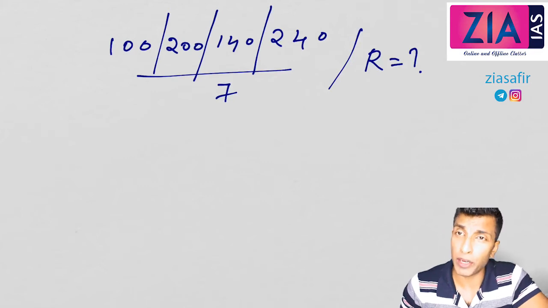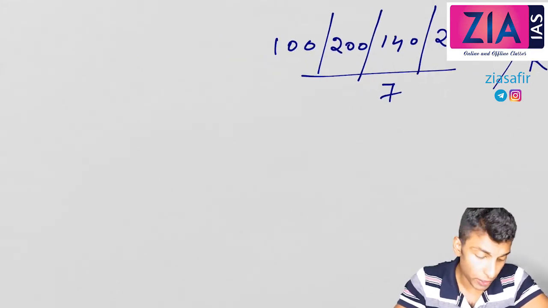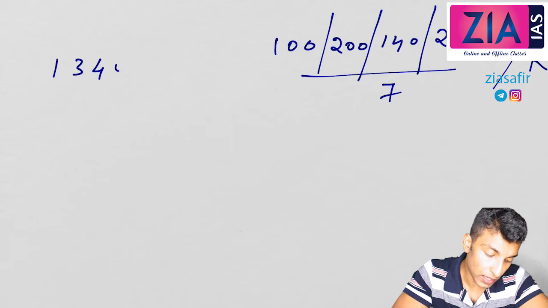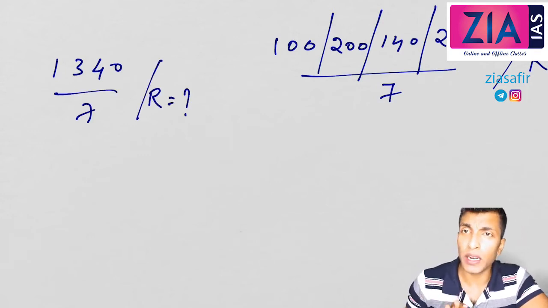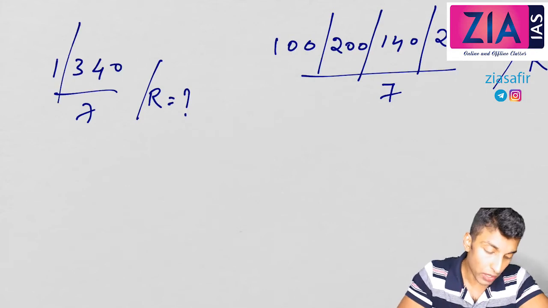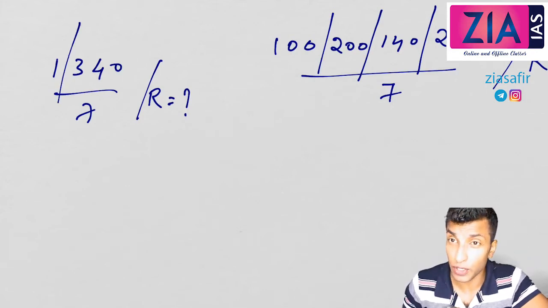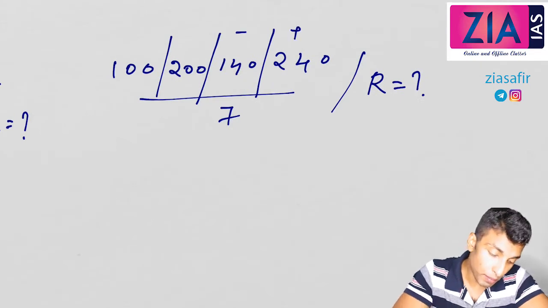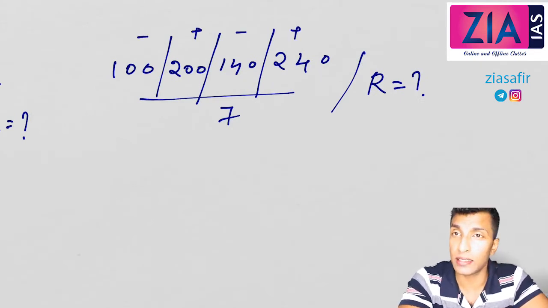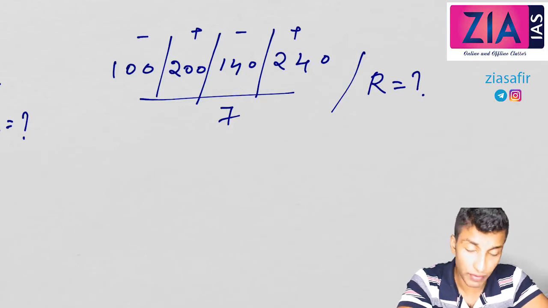So here we are getting perfect triplets. If you don't have a perfect triplet, don't worry. Let's suppose my number is 1340 divided by 7 and I need to find the remainder. So you group the number into triplets whatever possible. I got only one triplet. Okay, that's not an issue. So here, group the number into triplets, then put plus minus signs alternately. Okay, so I've done that.